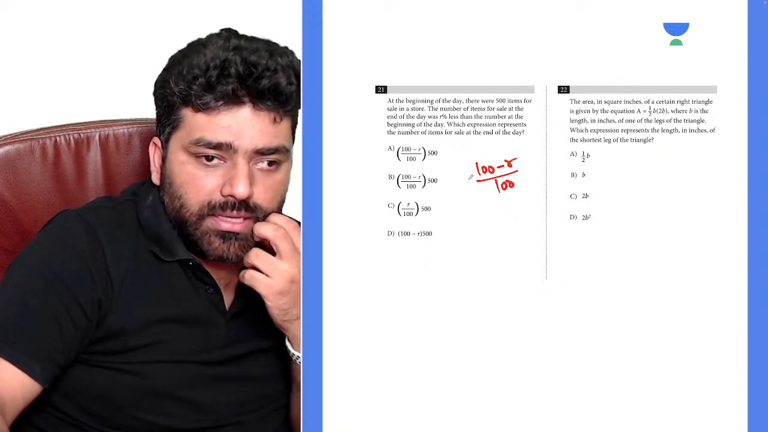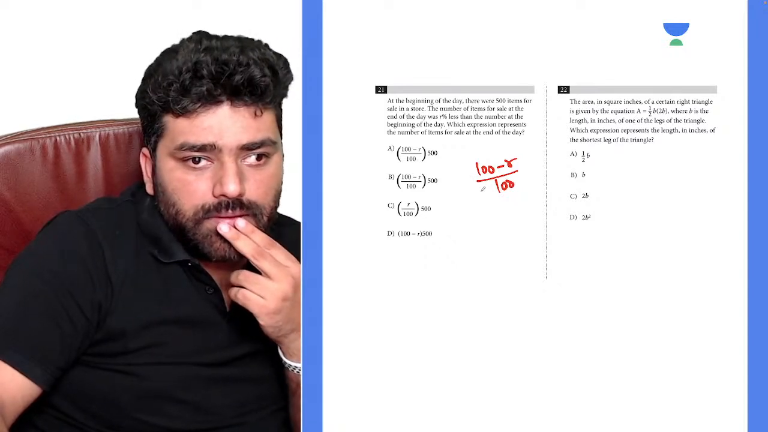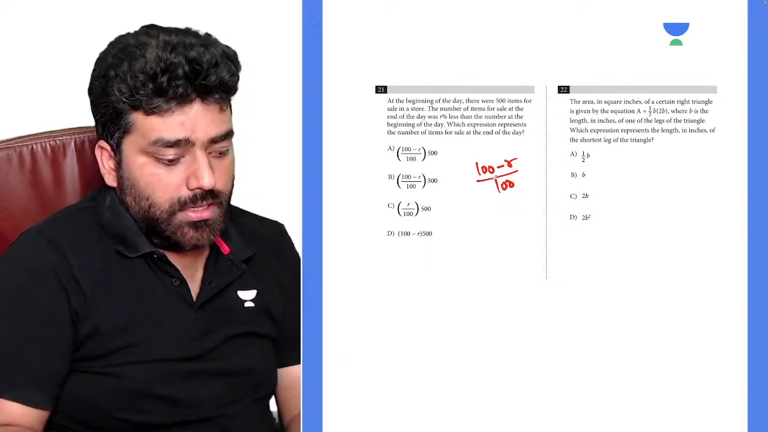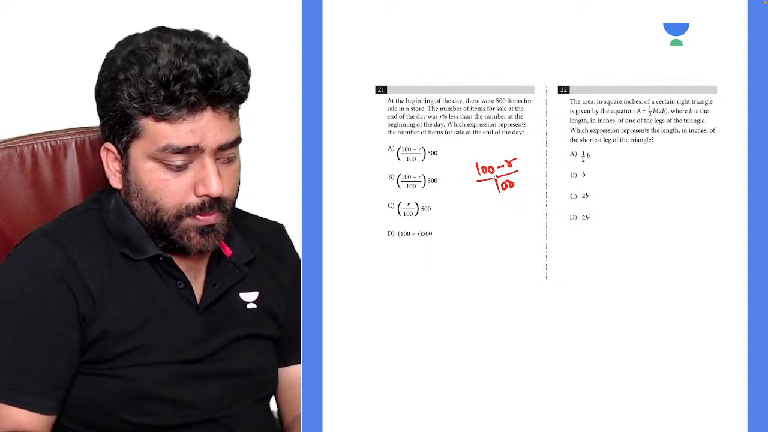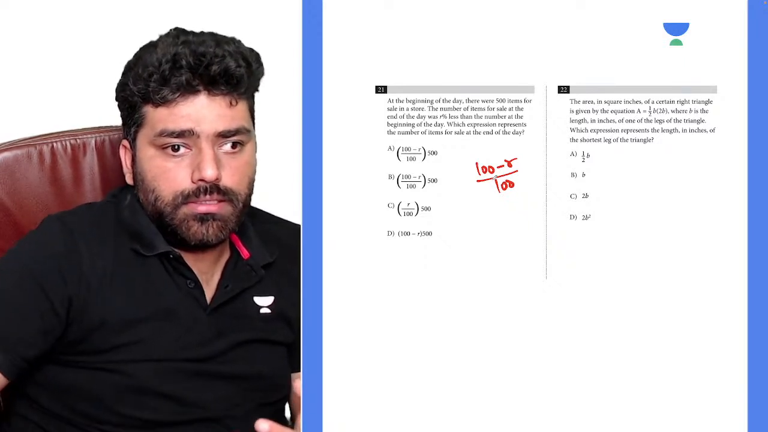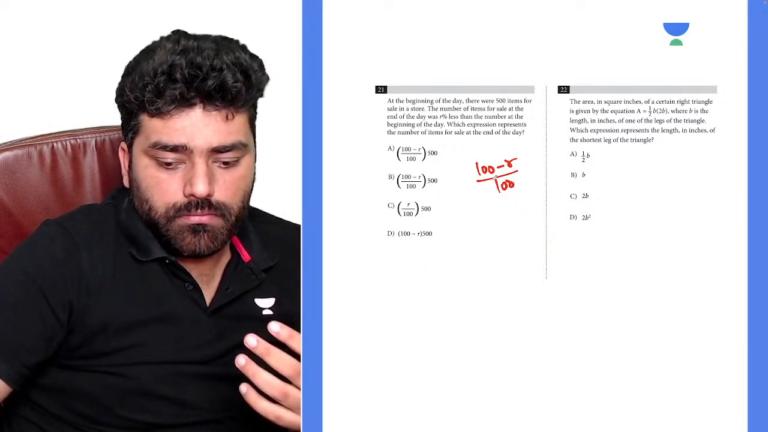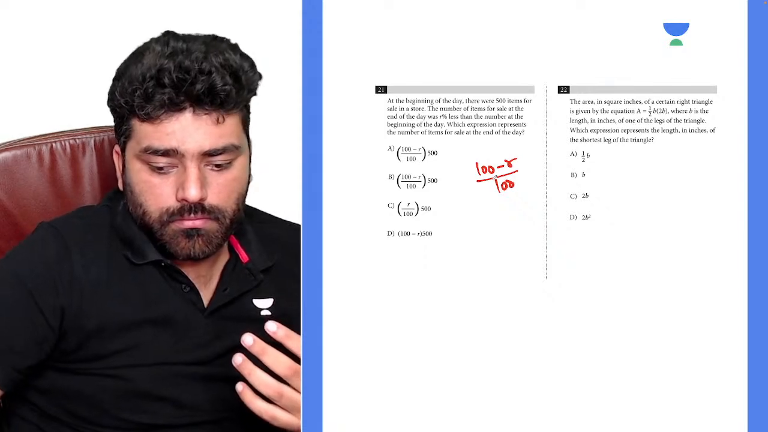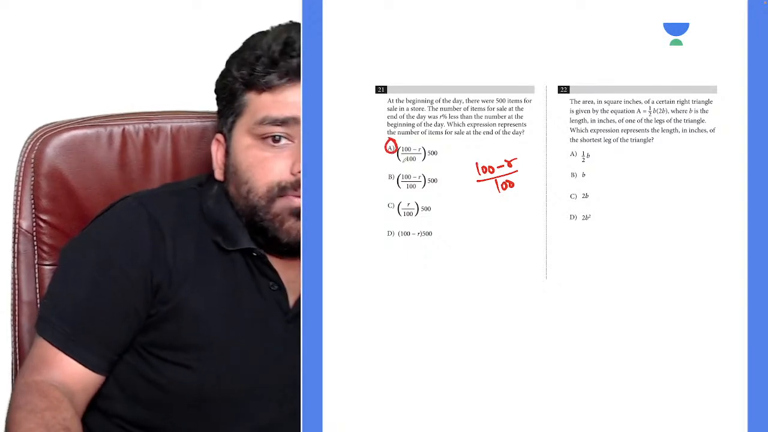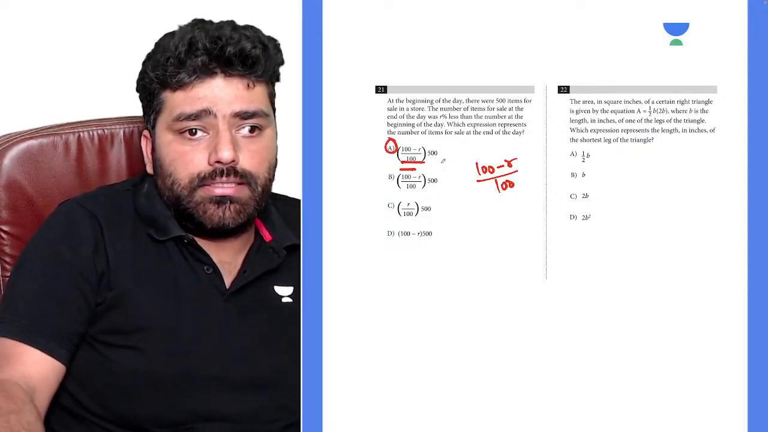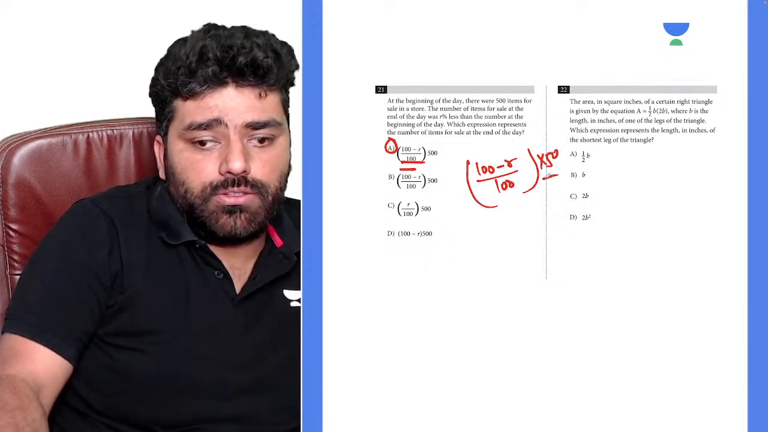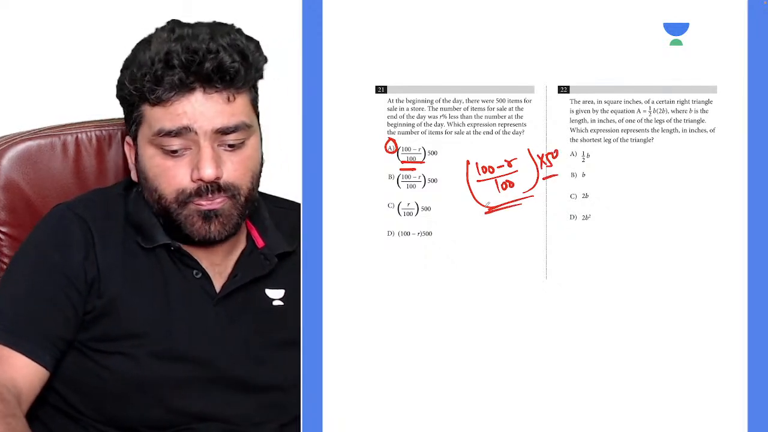Okay, aren't A and B the same? Let me check quickly. Yeah, it's the same. Okay, and in this way A will be the answer, because we find the rate of decrease of the sale, so that is (100 minus R) divided by 100, and the initial was 500, so multiply by 500, right?